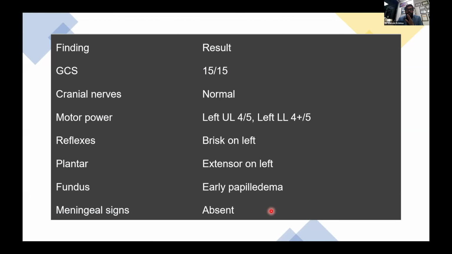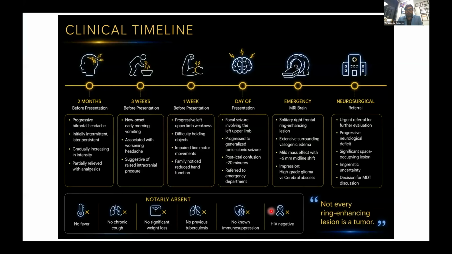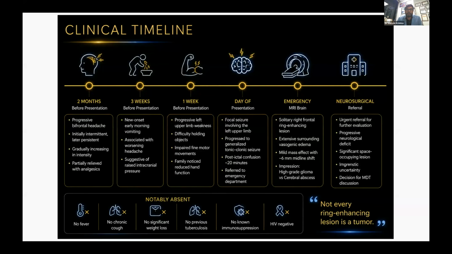When we examined her, GCS was 15, cranial nerves were normal. Motor power was 4/5 in the upper limb and lower limb. Reflexes were brisk. Plantars were extensor. On fundus, early papilledema changes were seen, and there were no meningeal signs at present. Again, the clinical timeline: 2 months before, she had bifrontal headache, then she started with vomiting, then left lower limb weakness. These are the same things which we discussed. She had no fever, no chronic cough, no weight loss, no previous tuberculosis, no known immunosuppression, and viral markers were negative. Then we got an imaging done.